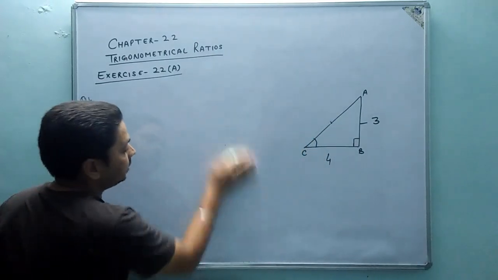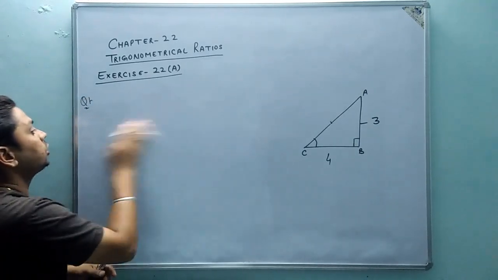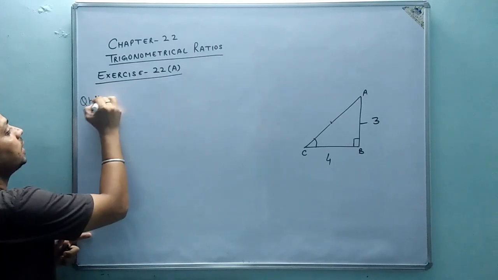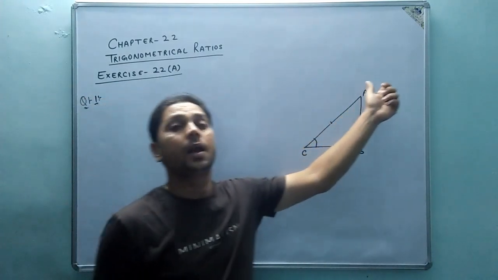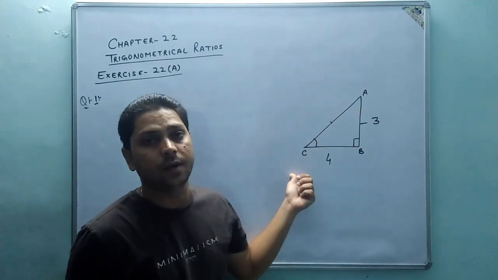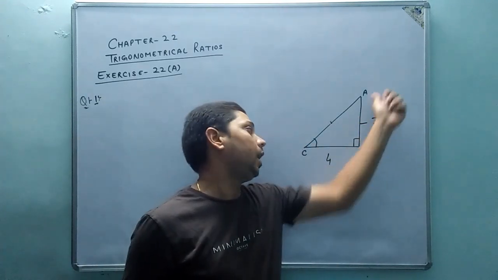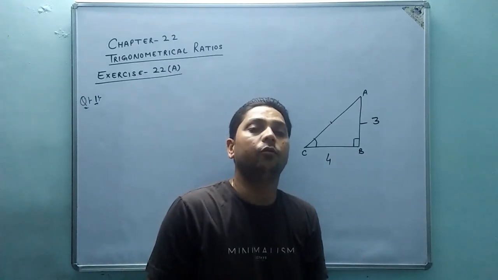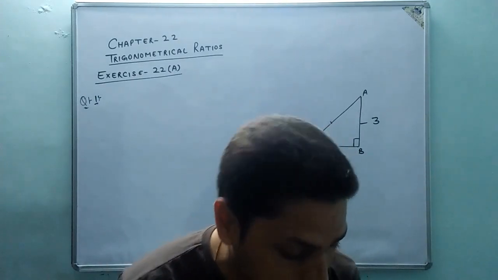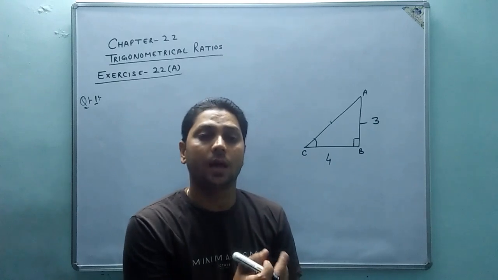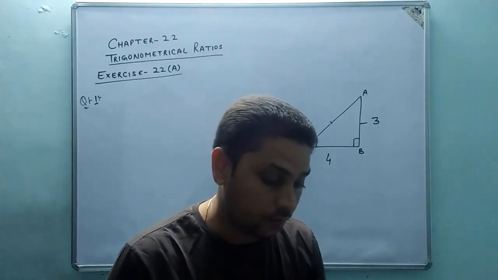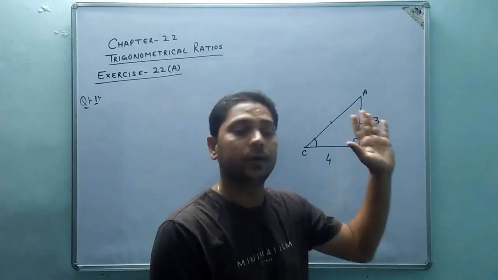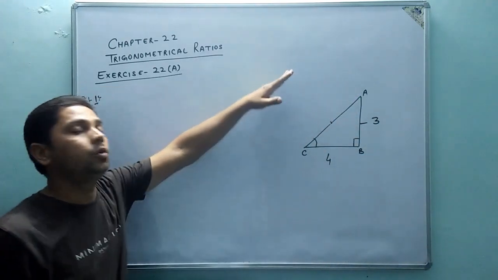Proceeding towards your exercise 22 A, question number one, the very first question from your exercise. What is given? A right angle triangle ABC is given and two sides are given. AB is 3 and BC is 4. And what we have to find, particular trigonometrical identities are given in your first question, but we will find all the trigonometrical identities from this very first question. Okay, now first come to the diagram here.